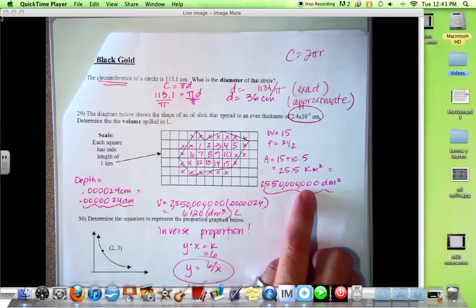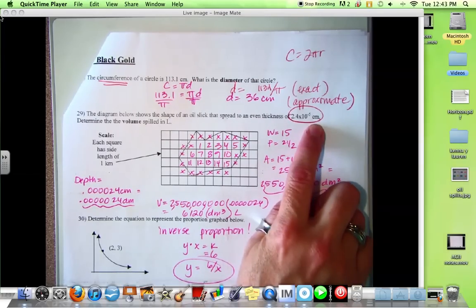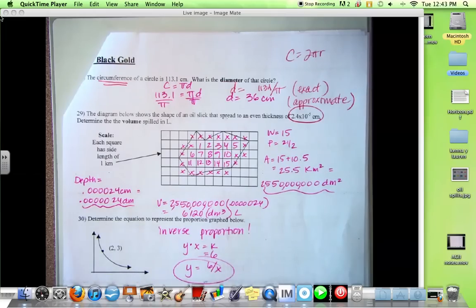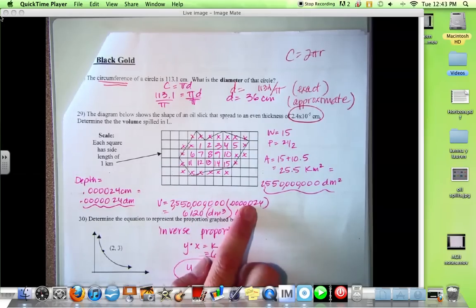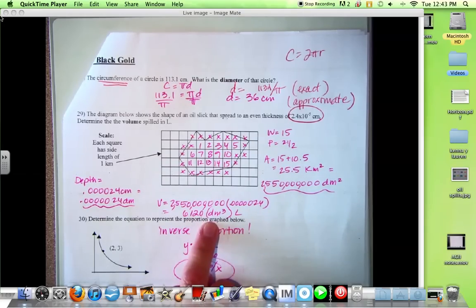Take your area, multiply it by your depth. Do a conversion first. So area times the depth gives you a volume of 6,120 liters.